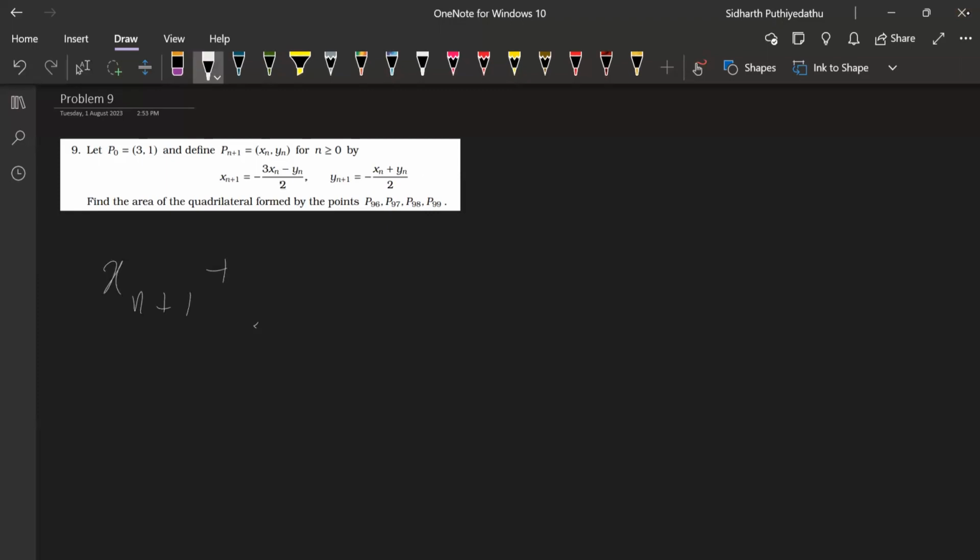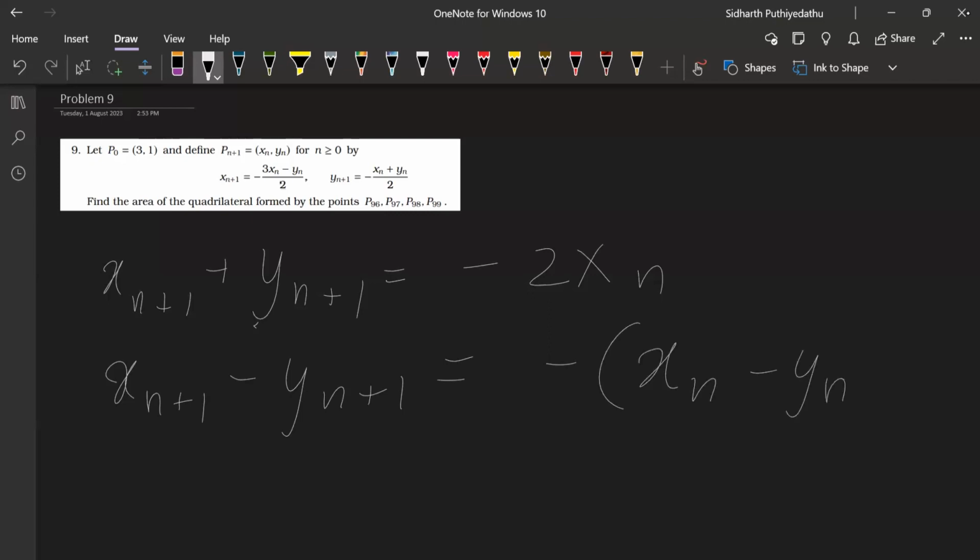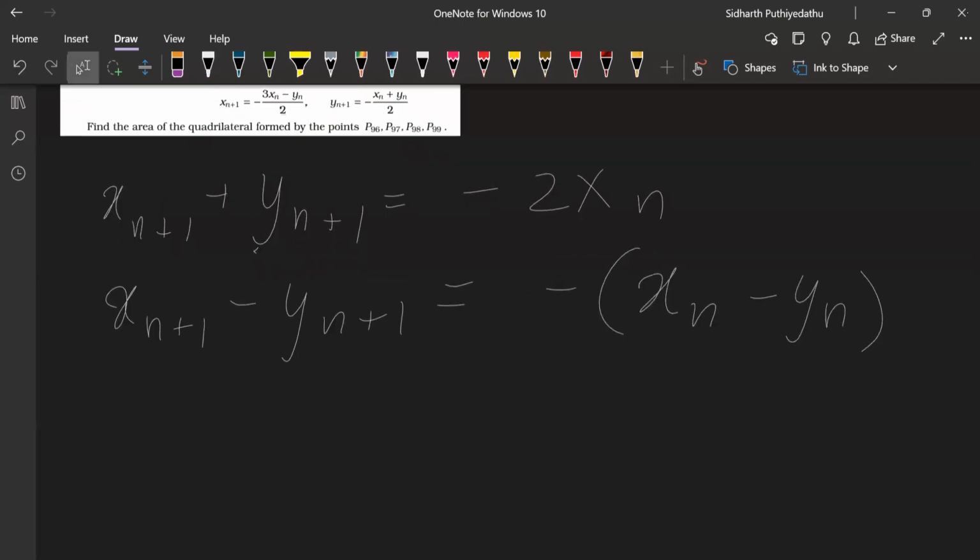You can see that the sum doesn't really work. You get x_{n+1} plus y_{n+1} is equal to negative 2x_n. Not very good. But x_{n+1} minus y_{n+1} is very good. You just literally get minus x_n minus y_n. This is just algebra. You can just check. You'd get this.